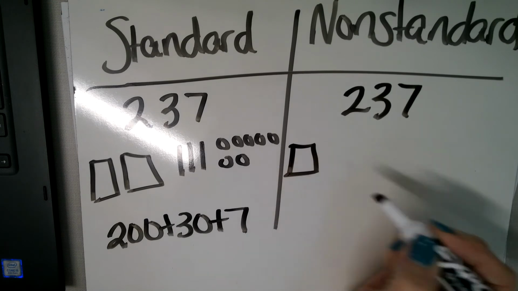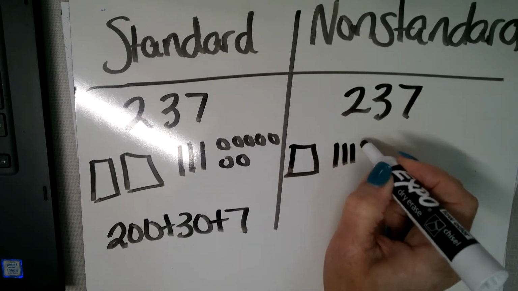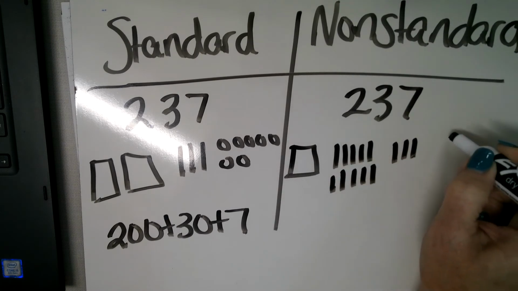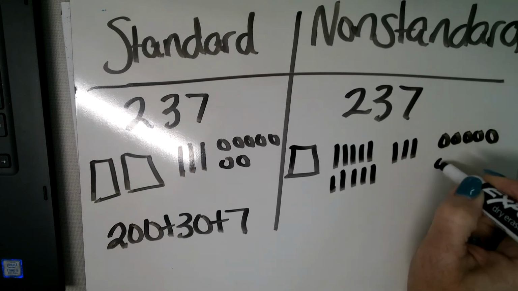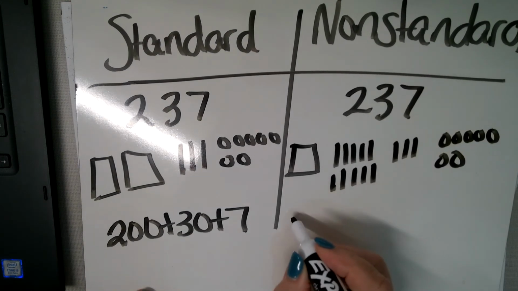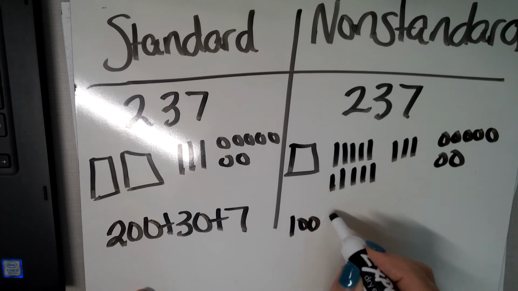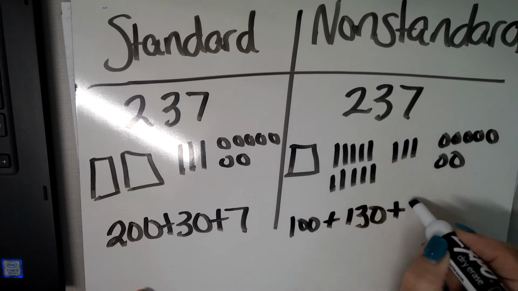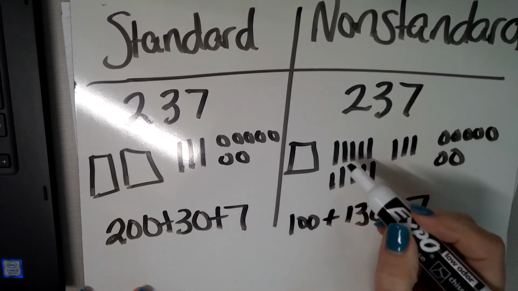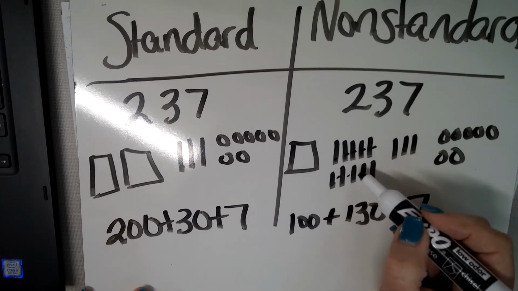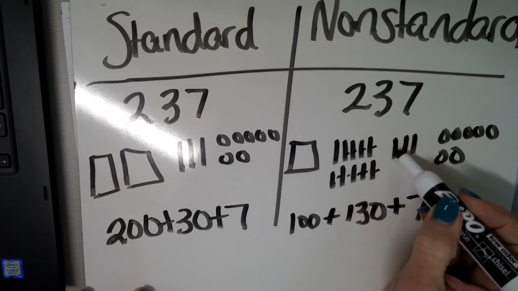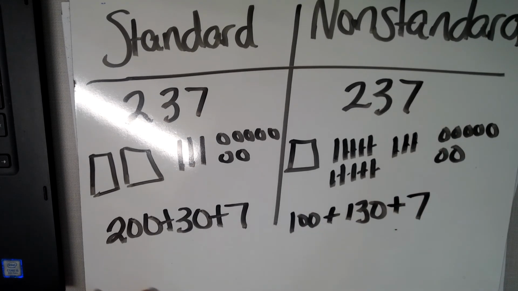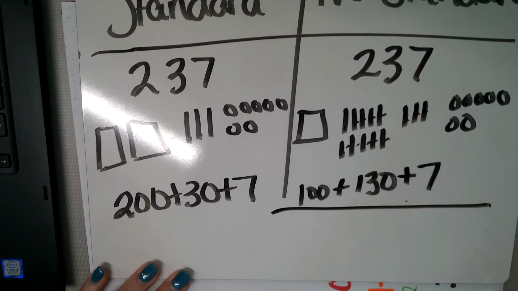Maybe I only do this one with 100, 10, 20, 30, 40, 50, 60, 70, 80, 90, 200, 30, 1, 2, 3, 4, 5, 6, 7. So I could write that as 100 plus 130 plus 7. You see how I have 130: 10, 20, 30, 40, 50, 60, 70, 80, 90, 100, 110, 120, 130. So when I write it in expanded form, it would look like this. I could even do this number differently.